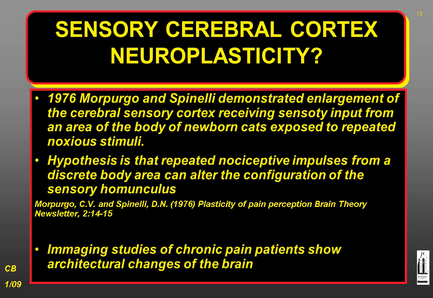Hypothetically, another possible mechanism of augmentation of pain perception could be caused by neuroplasticity of the brain and of the cerebral sensory cortex. In the mid-70s, Morpurgo, an anesthesiologist interested in pain research, joined forces with Spinelli, a neurophysiologist interested in cerebral neuroplasticity caused by visual abnormalities. In one experiment, they studied the effect of noxious stimuli on the development of the neural sensory cortex and in 1976 published their data in the Brain Theory newsletter.